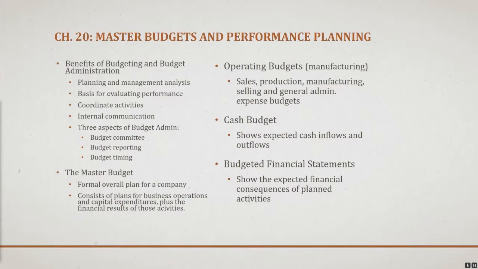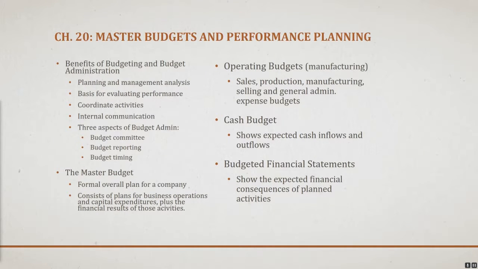Chapter 20 is about master budgets and performance planning. The benefits of budgeting include planning and management analysis, the basis for evaluating performance, coordinating activities, and internal communication. 3 aspects of budget administration are the budget committee, budget reporting, and budget timing. The master budget, formal overall plan for a company, consists of plans for business operations and capital expenditures plus the financial results of those activities.